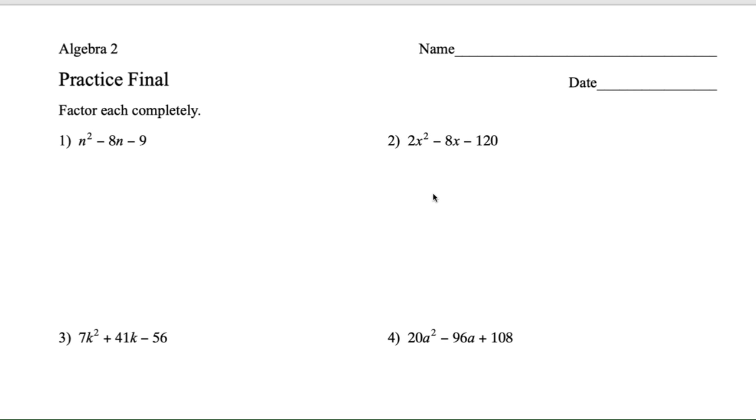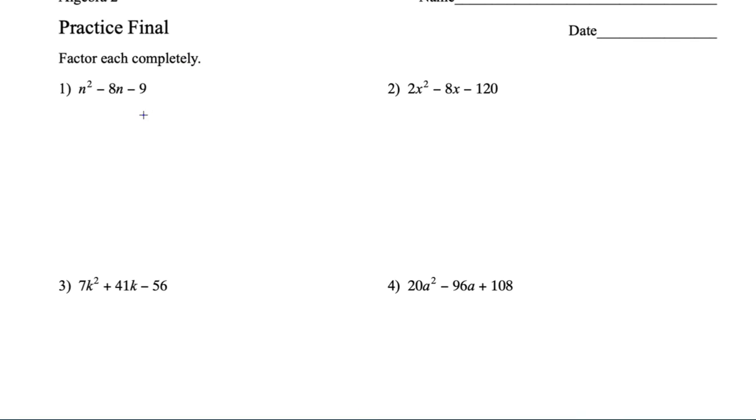Alright, this is the practice final 2019 for Algebra 2. Of course, the actual final is going to be multiple choice and a little bit shorter. Factor each completely. I know that this is going to be a quadratic because it's to the power of 2. That generally means I'm going to ninja star. First up, greatest common factor.